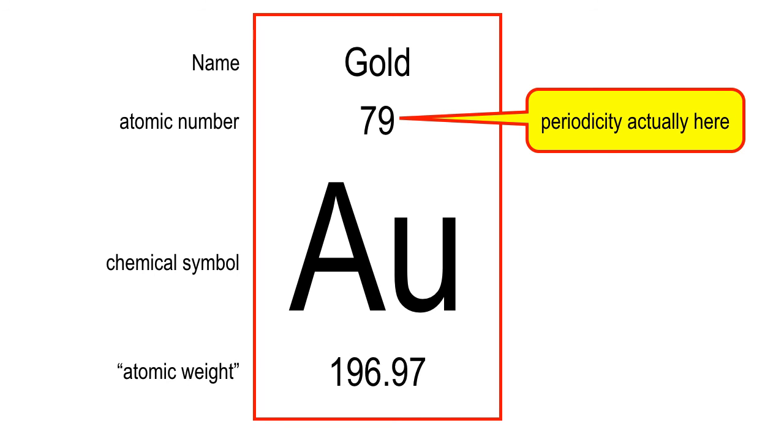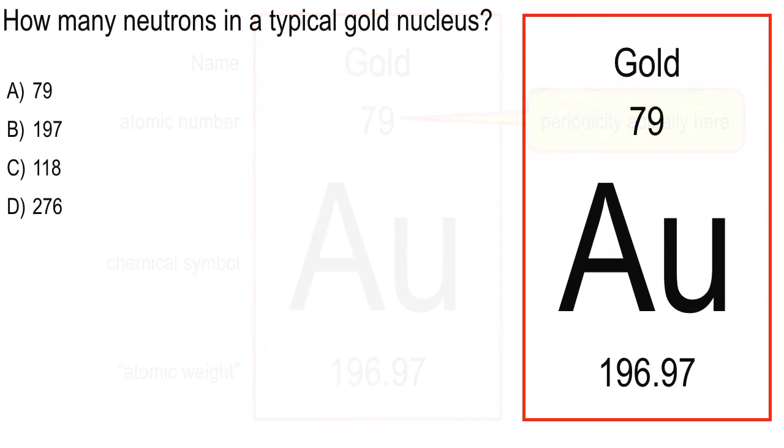Matter of fact, let's try that out. How many neutrons are there in a typical gold nucleus? All right, go ahead and answer this question. The atomic weight down at the bottom is the number of protons plus neutrons together. And the atomic number, 79, is just the number of protons that you've got. So how many neutrons we got? Okay, 15 seconds.